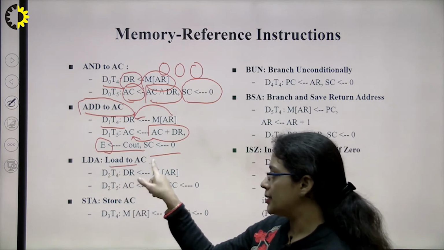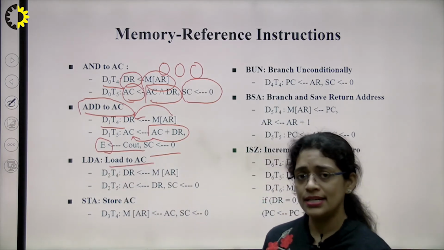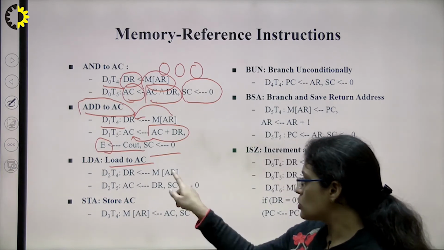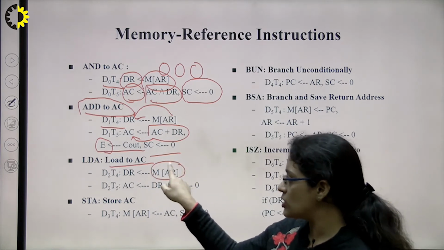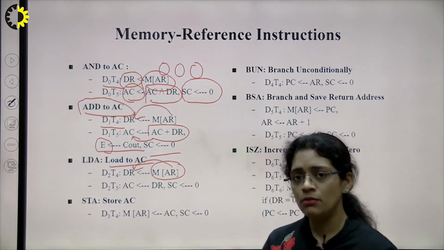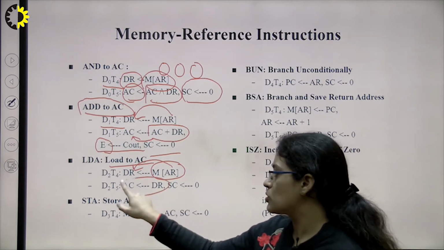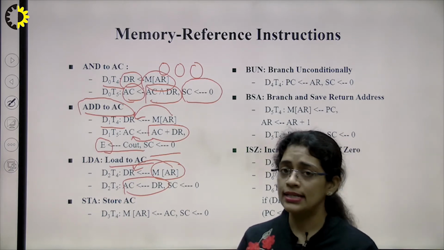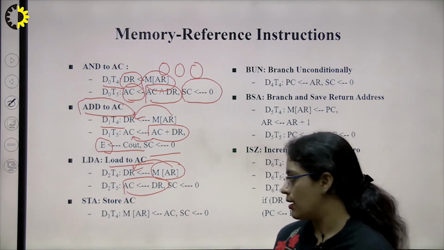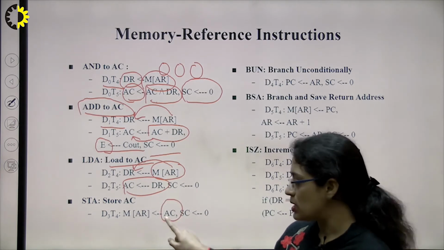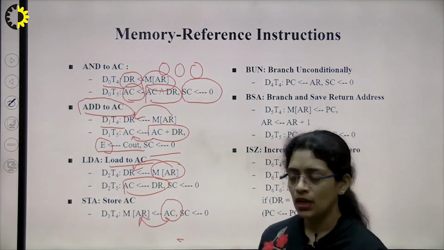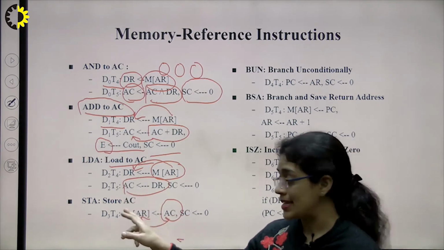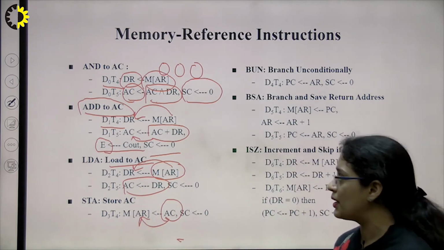Then load to accumulator. You have your data in memory and you are just loading that data to the accumulator. So we take that address, fetch the data, store it in DR, and then from DR we load that data to the accumulator. By this we have the data in the accumulator. Store accumulator says the data is there in the accumulator and you can take it out from there. So the content of the accumulator is stored in the memory. You can see this is done in 1 time slot only, depending on the operation.